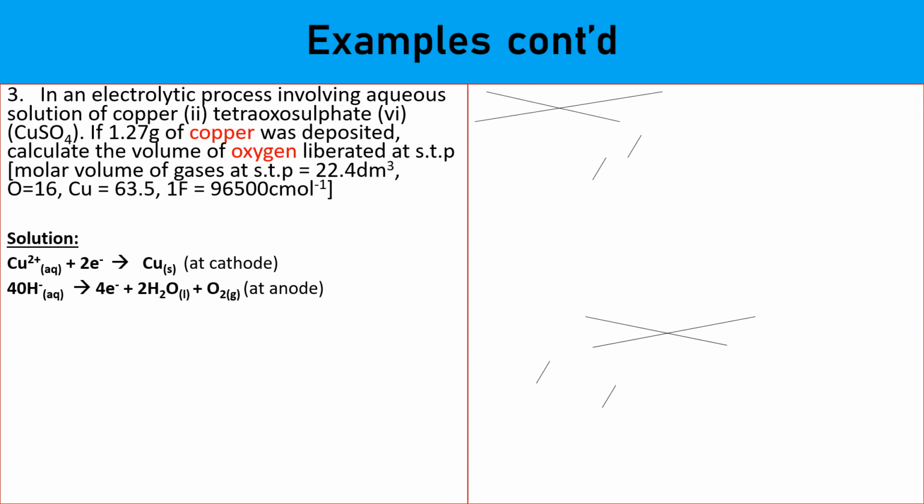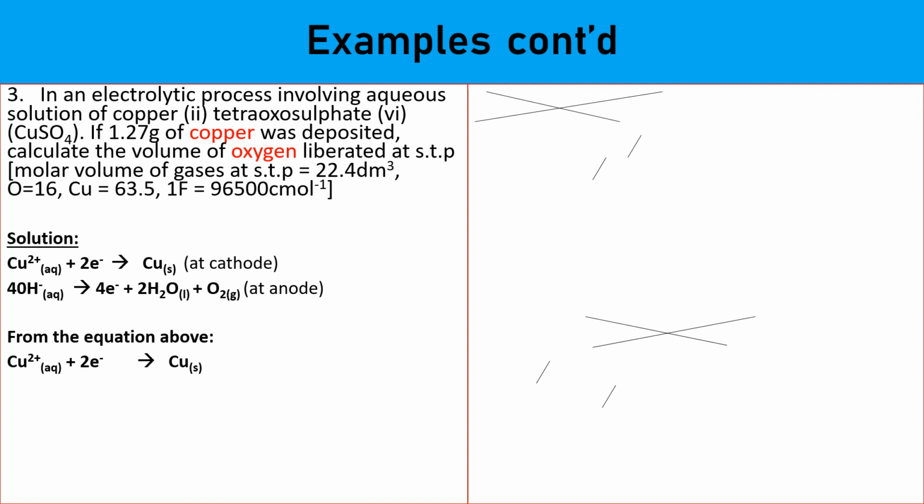Copper(II) ion is discharged. It gains 2 moles of electron to form 1 mole of metallic copper, and that happened at the cathode in the electrolysis of copper(II) tetraoxosulfate(VI), which we have discussed in this class. And at the anode, hydroxide ion was discharged. It loses 4 moles of electron to liberate oxygen and produce 2 molecules of water. That's at the anode. So let's take it from this equation.